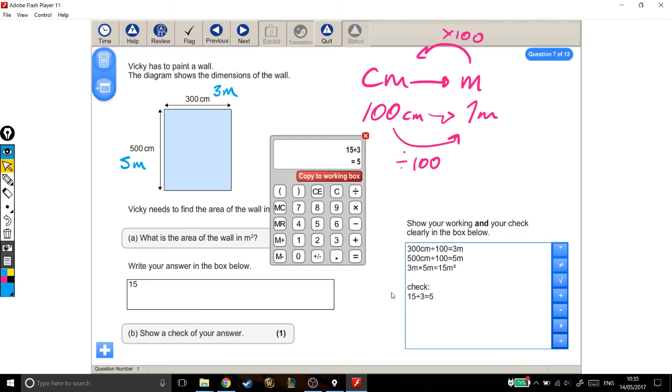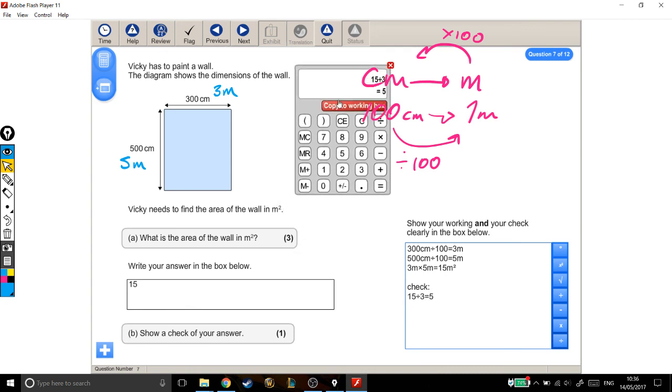Alright, so I converted the lengths of the wall into meters. I then times the meters together to get an answer that's in meters squared, just like the question asked. To show a check of my answer, I picked something in here that looked nice. I could have done the same thing. I could have checked both of these as well, or I could have just chosen one of them, and just did a reverse calculation. So I took my answer, instead of doing a times like I did last time, I did a divide, and I got answers that fit with my original calculation, so I know my answer is right. And that was it. There are 3 marks for that first part, and an extra 4th mark for doing the check.